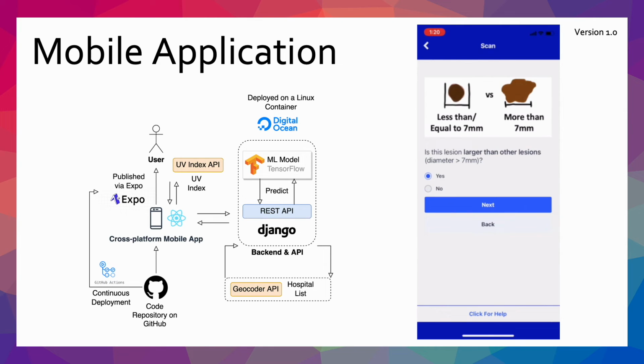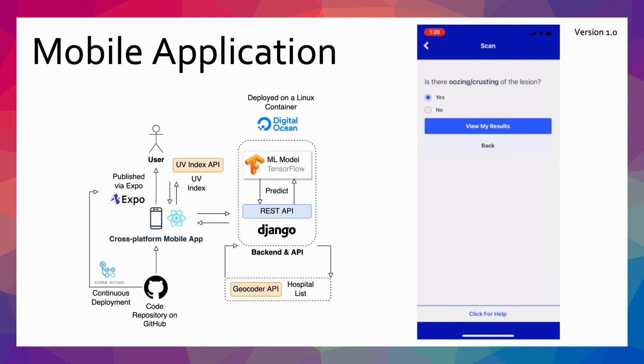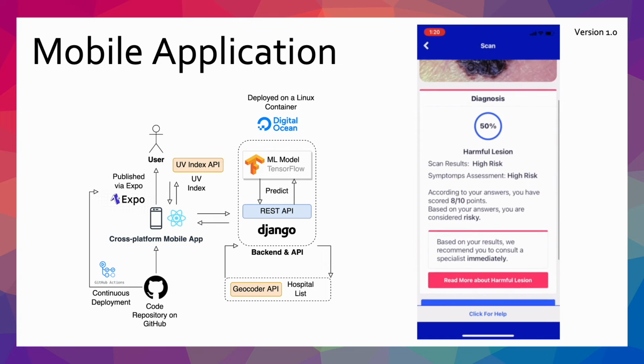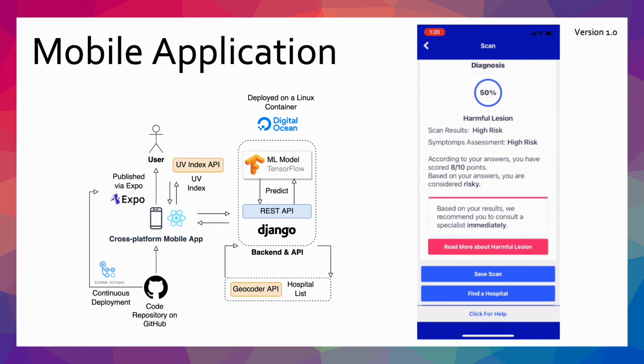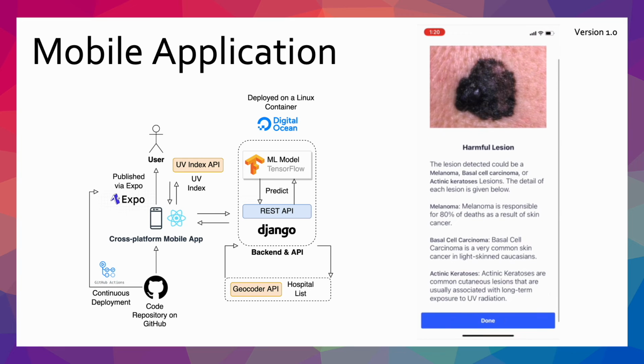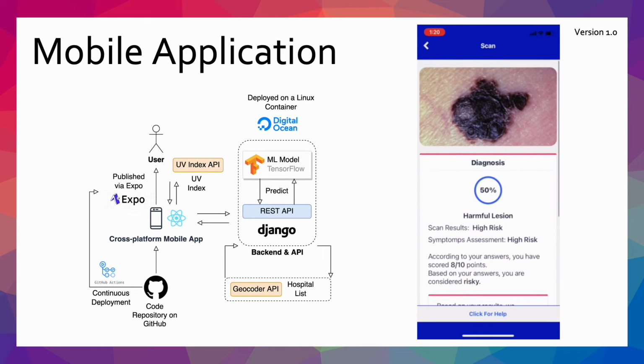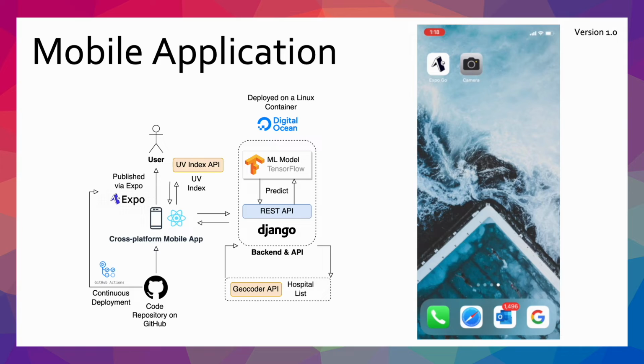Once all the questions are answered, the image is fed into the machine learning model and I can view the results. So here the model says that there is a 50% chance that the lesion is harmful based on risk assessment as well as the photograph. I can choose to learn more about the lesions and I can also choose to save the photo and view nearby hospitals. So this is a quick demo of the app itself.